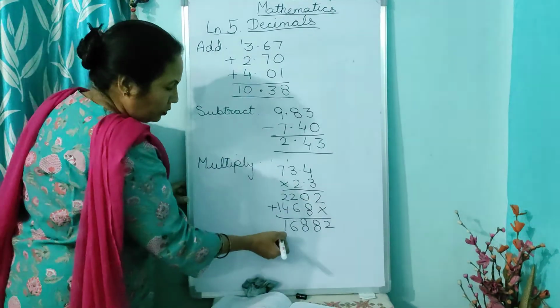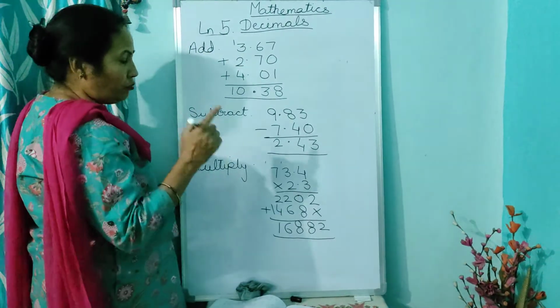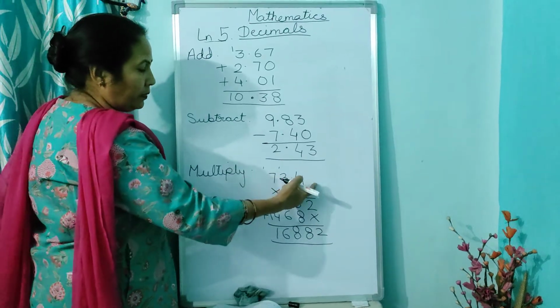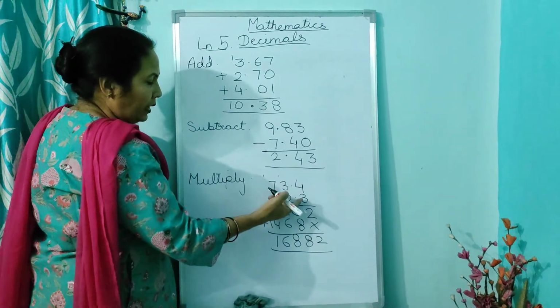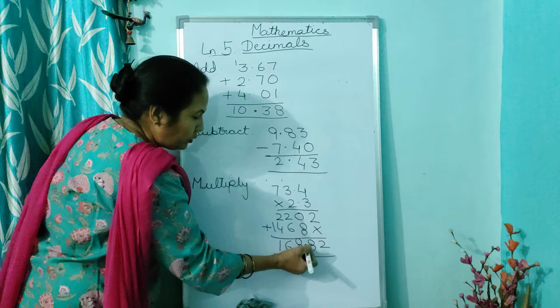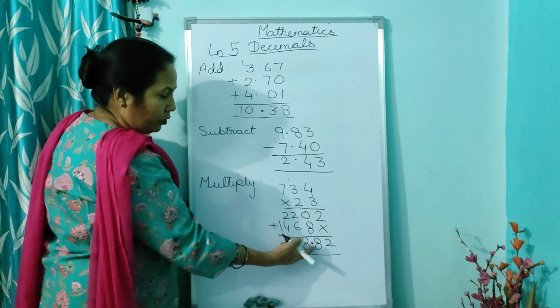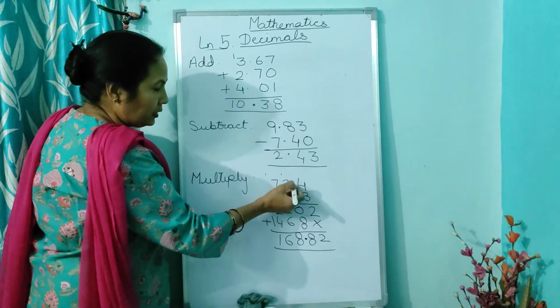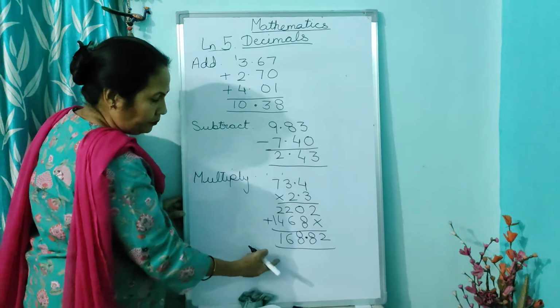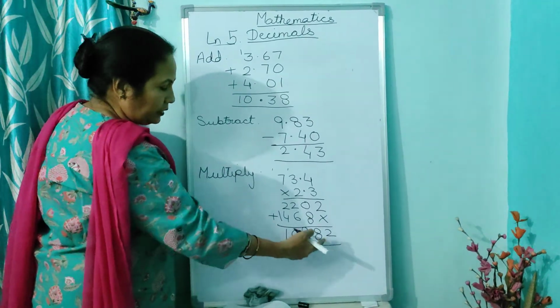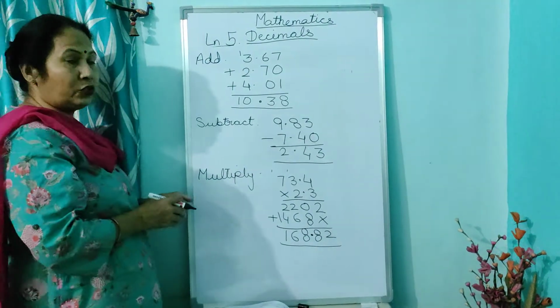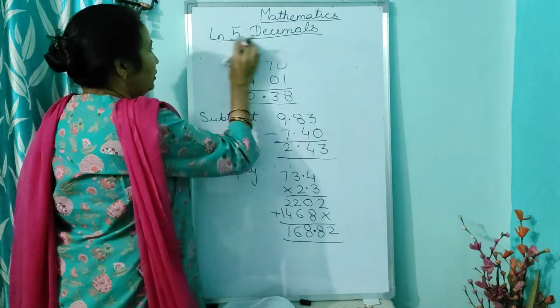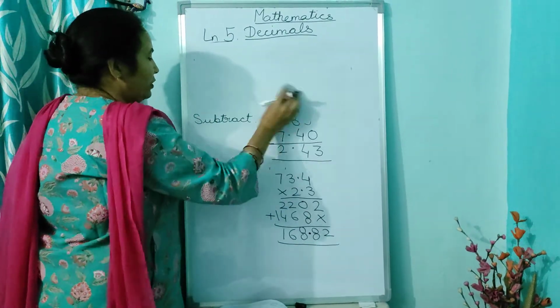Now after doing all this, children, you are going to count the decimal places. You have 1 and 2. So you will put the decimal point here in the answer, and your answer will be 168.82. Now I am going to explain division to you.